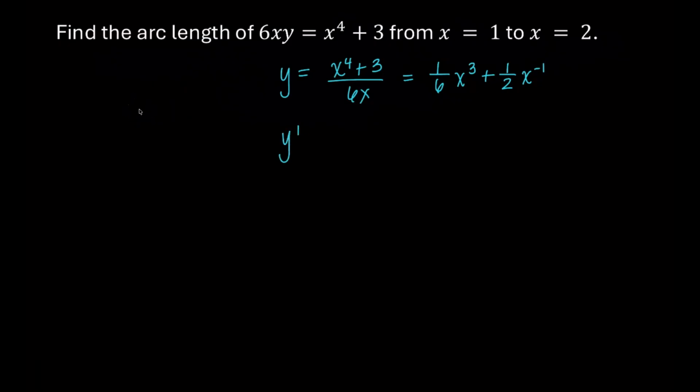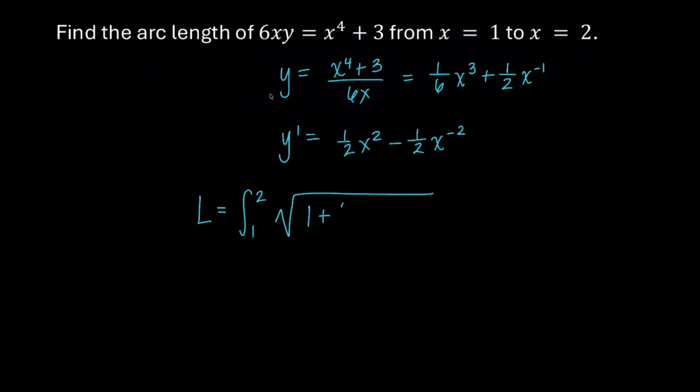And so my derivative, y prime, can now be found using the power rule. So I'm going to have 3 over 6, which is 1/2 x squared, and then minus 1/2 x to the negative 2. Let's go ahead and set up our arc length integral. We're going to have the integral from x equals 1 to x equals 2 of the square root of 1 plus my derivative function squared. I'm going to write my derivative as x squared over 2 minus 1 over 2x squared, quantity squared, dx.